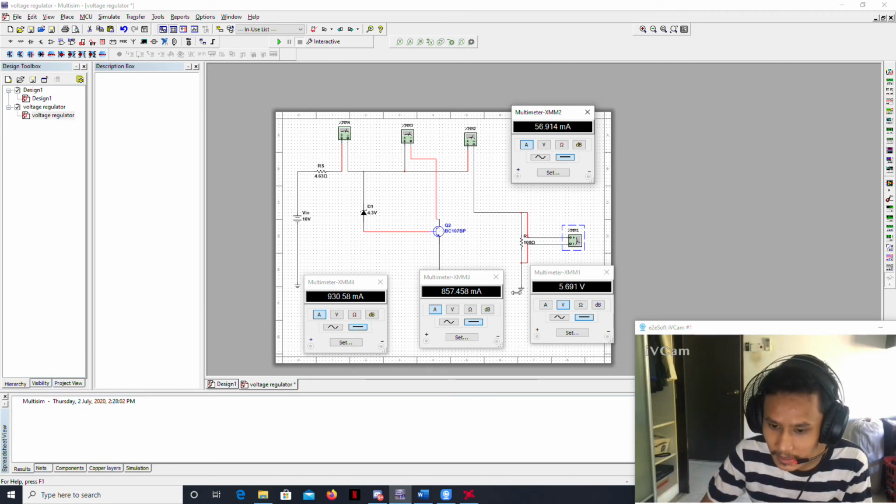The third multimeter is for IS. I get 857.458 milliampere. And the last multimeter is for IZ. I got 930.58 milliampere. So basically the result from the simulation that I got is almost the same as the calculation.